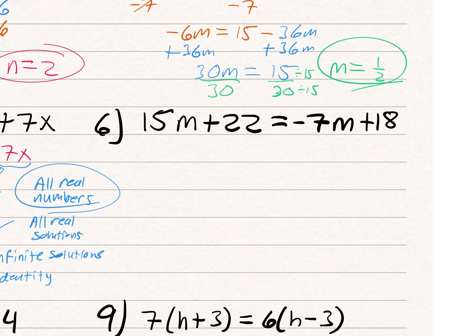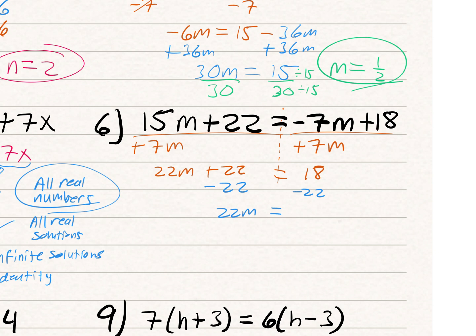Right, so let's get the m's to one side and the constants on the other, right? There's nothing to distribute. There's no like terms to combine, right? Because on each side of the equal sign, on this side, everything's fine, and on this side, everything's fine, right? There's nothing more we can do on each side. So let's go ahead and let's add 7m. All right, and then we're left with 22m plus 22 equals 18. All right, and then let's subtract 22 on both sides.